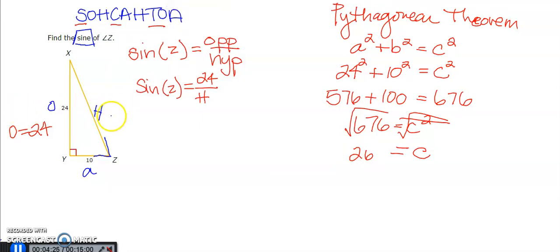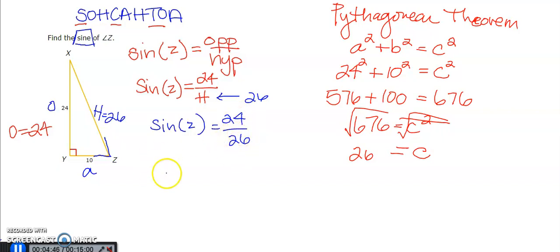I'm going to write that in. Okay, so we can plug in 26 here. If we're finding sine of Z, we have 24 over 26. Now, if you watch my other videos, hopefully you remember that you have to simplify this. You have to reduce it in order for IXL to accept it and for it to be the correct answer.